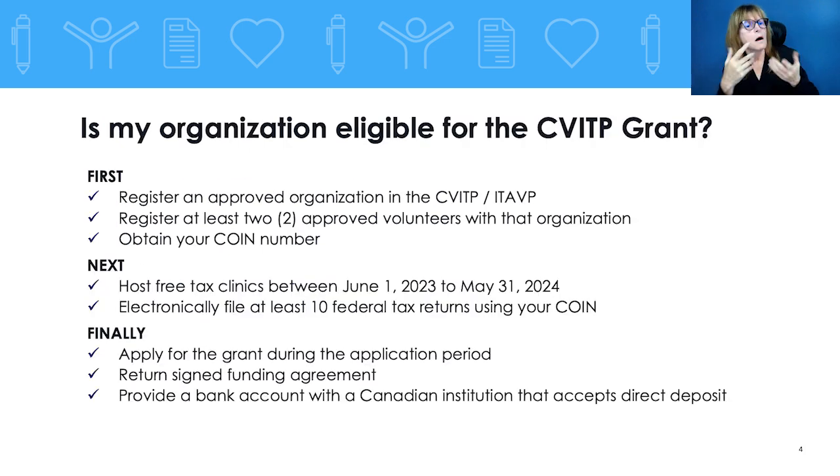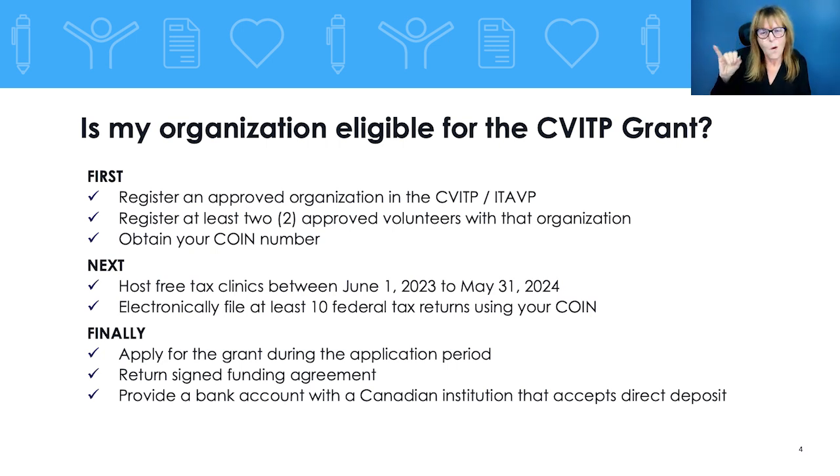To qualify for the CVITP grant, your organization needs to be registered and approved in the CVITP, or the ITAVP if you're in Quebec. You must also have at least 2 registered and approved volunteers in your organization. You must also have a CVITP organization identification number, also known as a COIN. Your organization must use the COIN on every return completed.